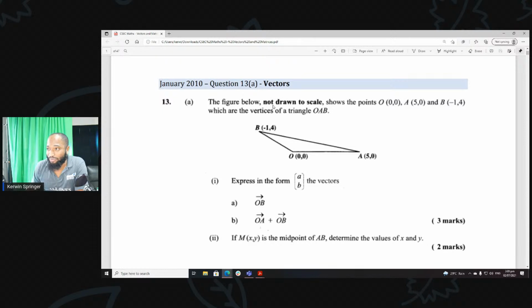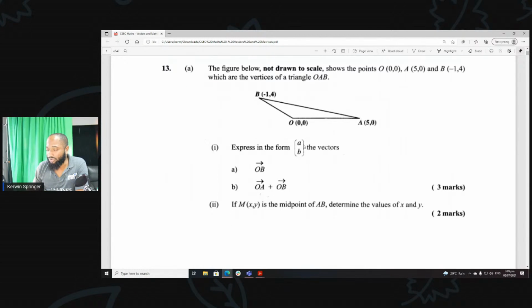The figure below, not drawn to scale, shows the points O, A, B, which have vertices, expressed in the form A and B, the vectors OB, OA plus OB.